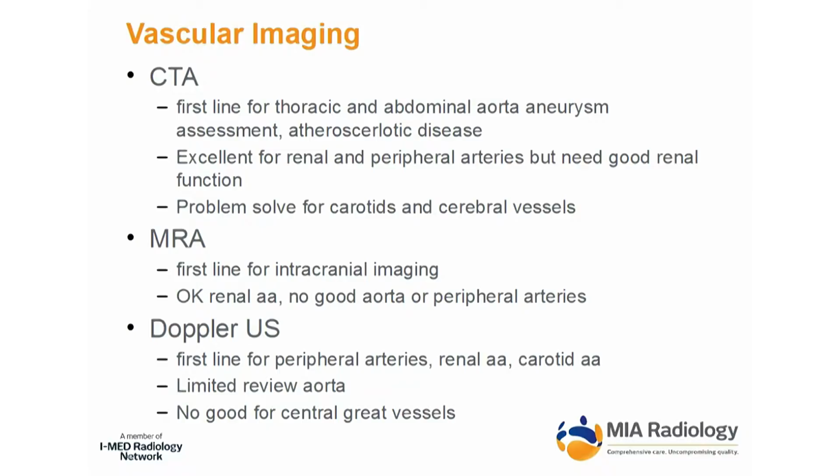CTA gives you lovely detail of the vessels of the circle of Willis and can be used as a problem-solving tool. But again, it gives you the radiation, you don't need to have that, and also it can be a little bit more difficult sorting out the bone of the skull base from the carotids, particularly near the skull base for little aneurysms and things, whereas with MRA you don't have that issue.